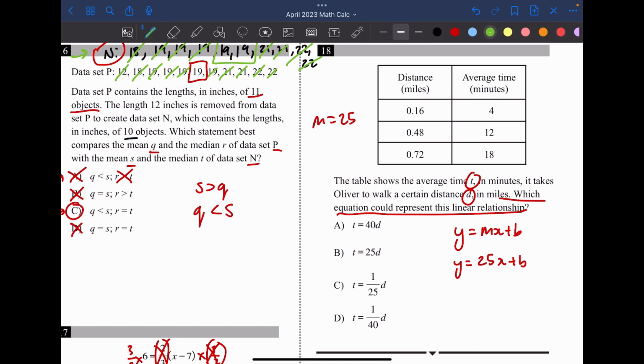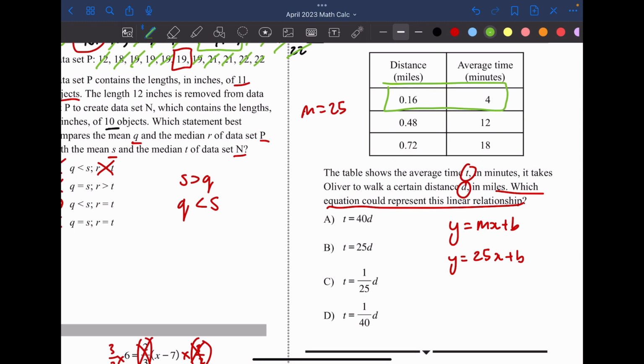I'm going to choose this point over here, but you don't have to. You can choose any point out of these 3 and it should still work. So let's plug this in. The y value in this case is the 4 and this is the x value. So we can say that 4 is equal to 25 times 0.16 plus b. If you plug this on a calculator, what's 25 times 0.16? You're going to get 4. So 4 is equal to 4 plus b. Let's subtract 4 from both sides. We're going to get that b is equal to 0.